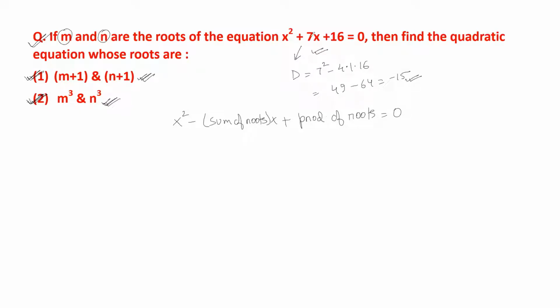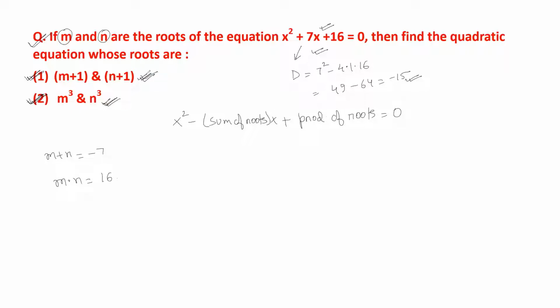Since m and n are the roots of this quadratic equation, we can write the sum of the roots, that is m plus n, as minus b by a, which would be minus 7 upon 1, that is minus 7. And the product of the roots, that is m into n, would be c by a, that is 16.